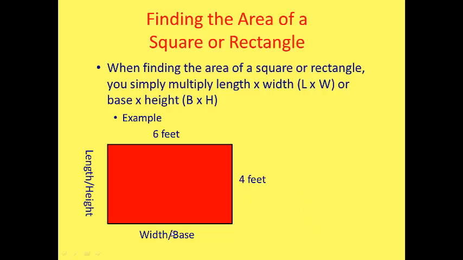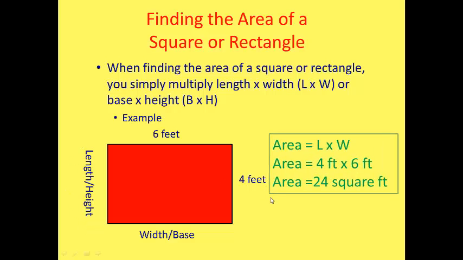If you take a look, the width or the base is equal to 6 feet and the length or the height is equal to 4 feet. So if we use the formula area equals length times width, we can plug in the numbers 4 for length and 6 for width, multiply them together, and we will get that the area is equal to 24 square feet.